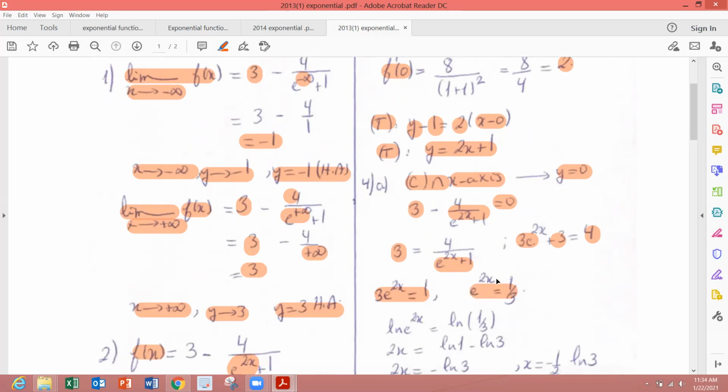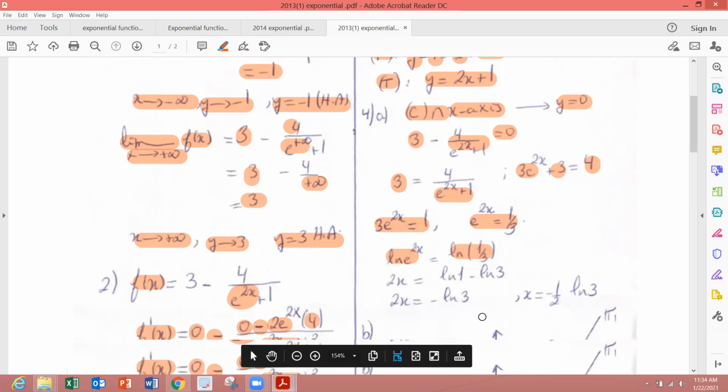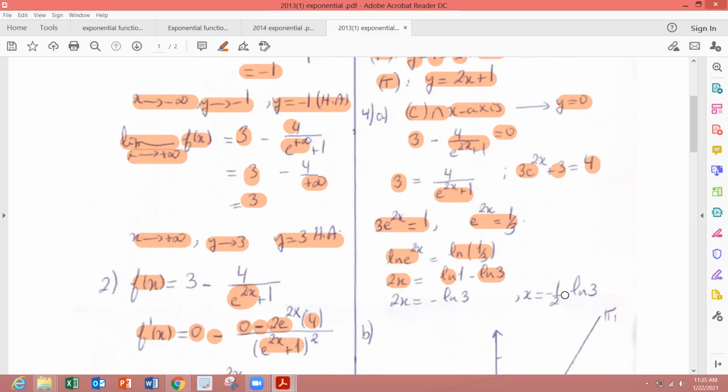To remove e, we apply ln to both sides. So ln of e power 2x equals ln of 1 over 3. The ln and e simplify, so we get 2x equals ln 1 minus ln 3. X equals minus half ln 3.